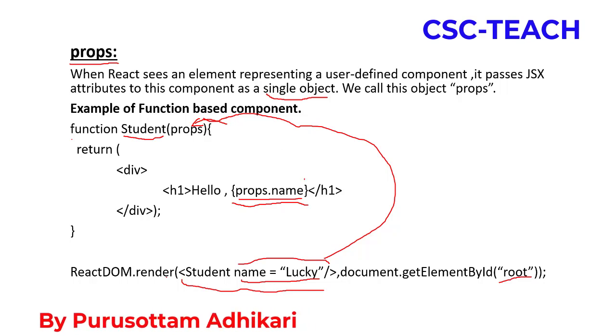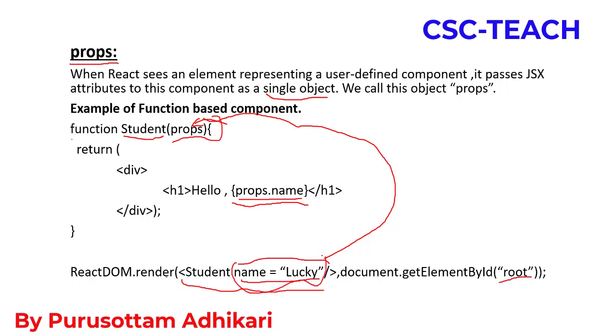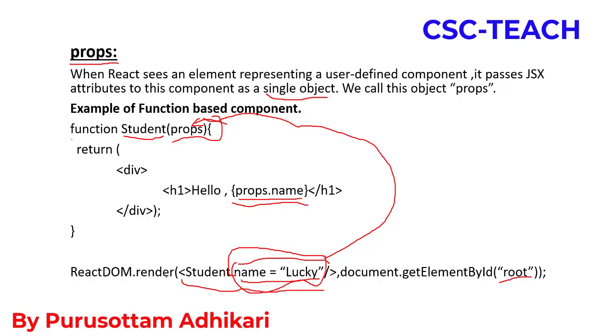If you pass no value for a prop, if you don't give this name attribute here, then it takes the default value true. Let's see the example of function based props. Here, props must be props. Let's do the practical about functional based props.